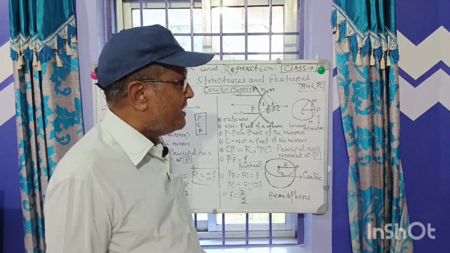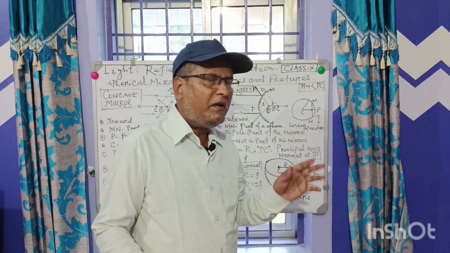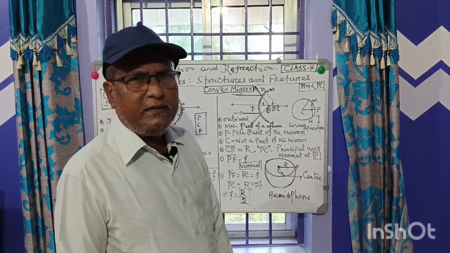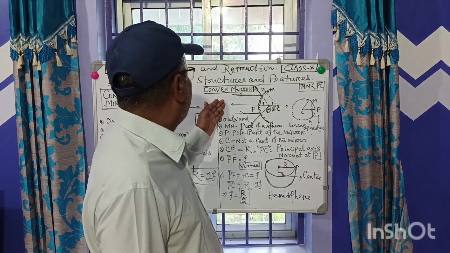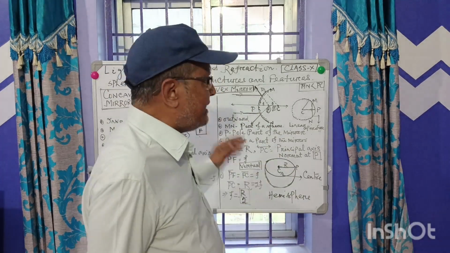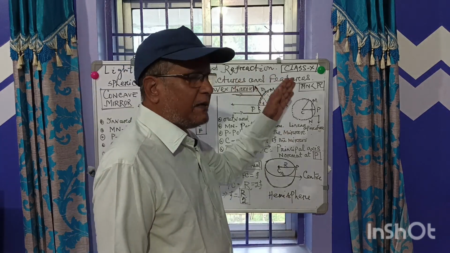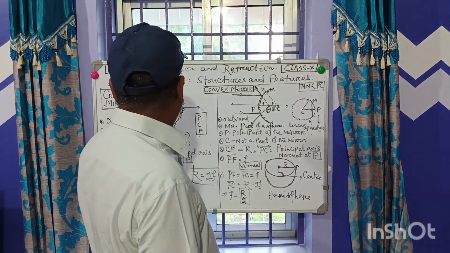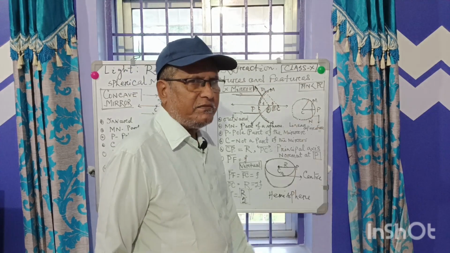Let's recall. In our last class, we discussed image formation by a plane mirror. Today, we have taken an interesting, concept-based topic from the chapter Light, that is reflection and refraction, prescribed for class 10. What is the topic? The topic is spherical mirrors, structures and features.